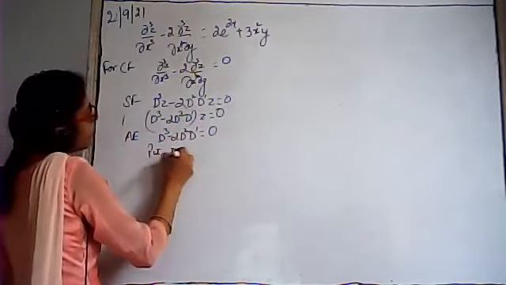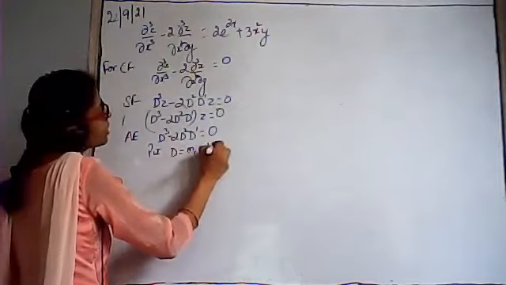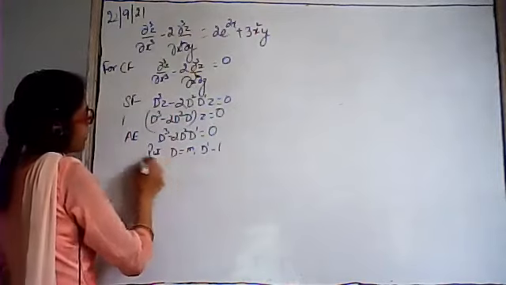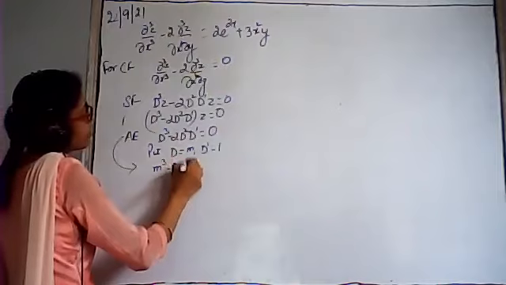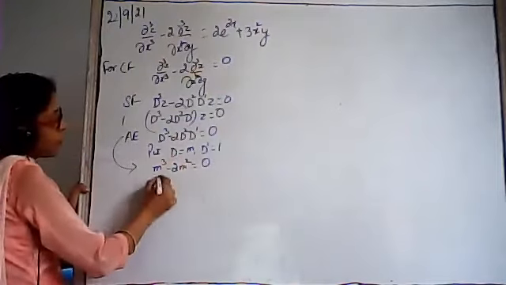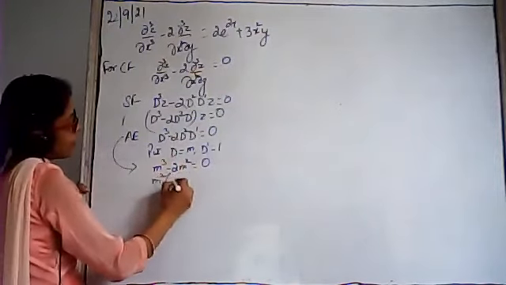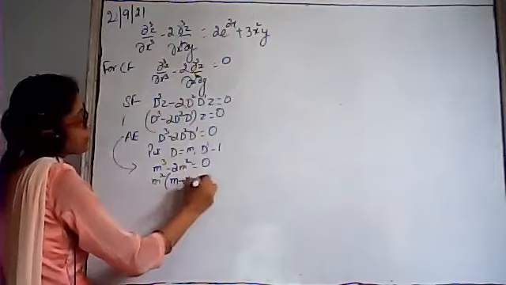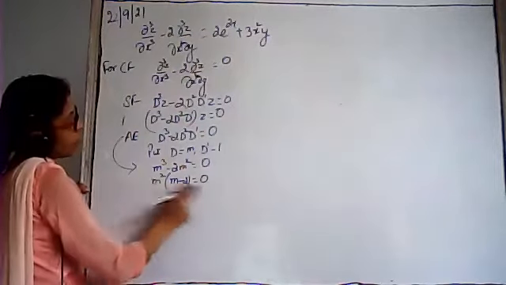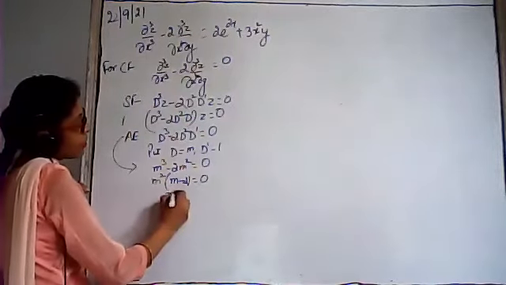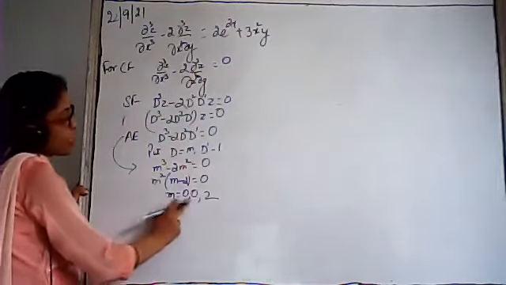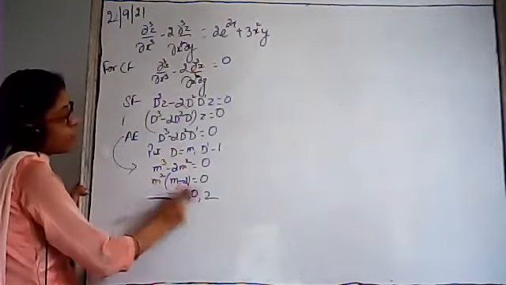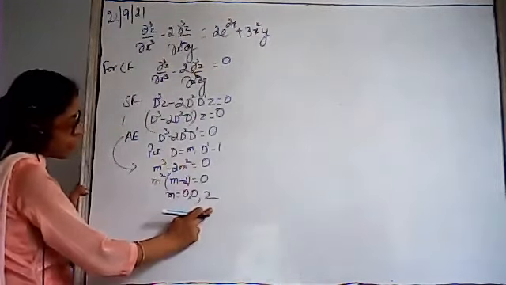Put D = m and D' = 1. So this equation will become m³ − 2m² = 0. We have m² common. It will be m²(m − 2) = 0. Equate these two terms with 0, we get m = 0, 0 and 2, as we have m². So we get two roots from this m² and one root from m − 2 = 0.